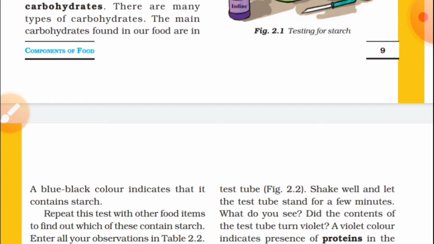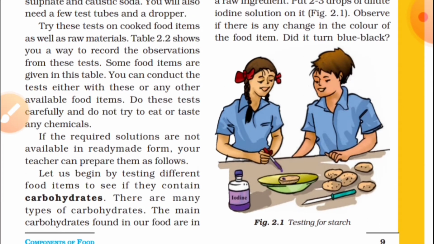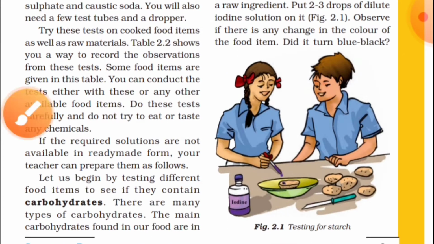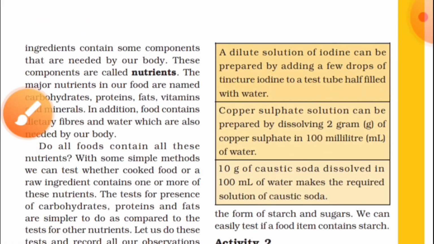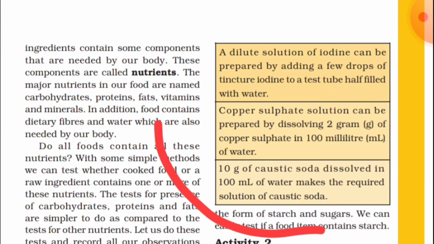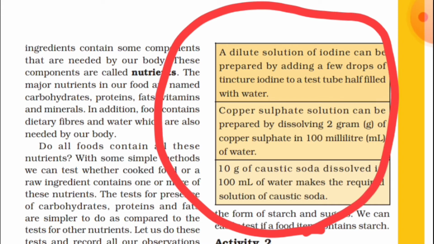Before going to the testing, some concepts are given here. These are mainly required for the test. You have to understand what copper sulfate solution is, what a dilute solution of iodine is, and what caustic soda is. For testing the presence of carbohydrate or protein or fat, we simply add chemicals to the food and see what changes occur.